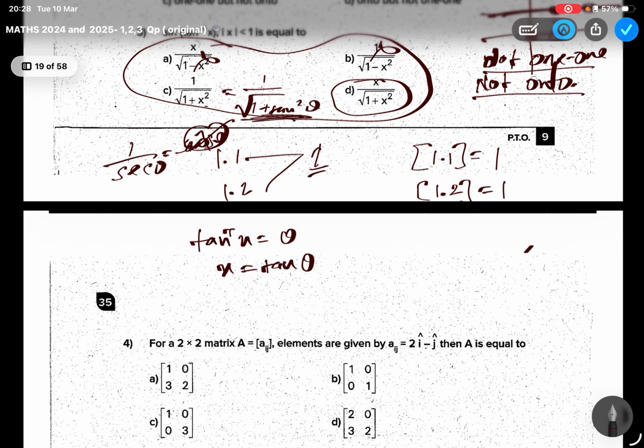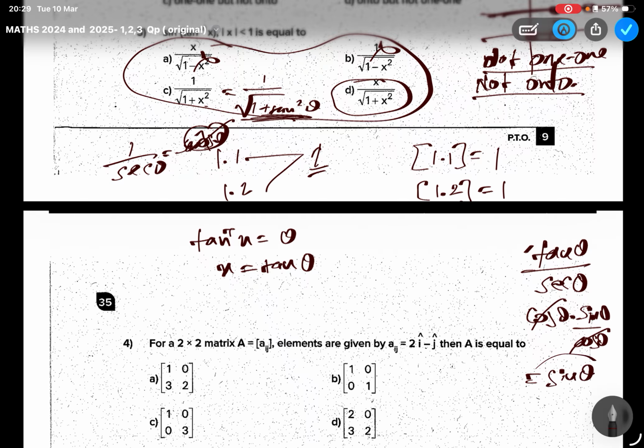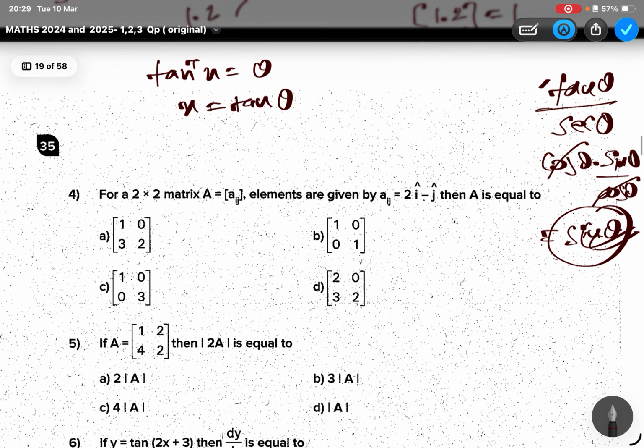You can substitute now. Tan theta divided by sec theta. Sec theta goes up, cos theta. Tan theta you can write as sin theta upon cos theta. Both will be cancelled, sin theta. I hope it is clear. So the option D is correct.